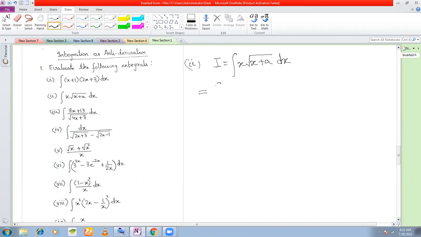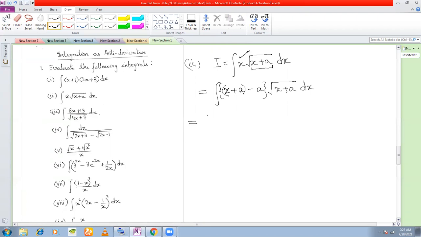Let's do this. Now see, under the radical you have x plus a, right? And here you have simply x. So what you do is you try to write this in terms of whatever you have under the radical. So you write x as x plus a minus a, right? And you write root x plus a as it is. Is it clear why we are writing x plus a minus a instead of x?